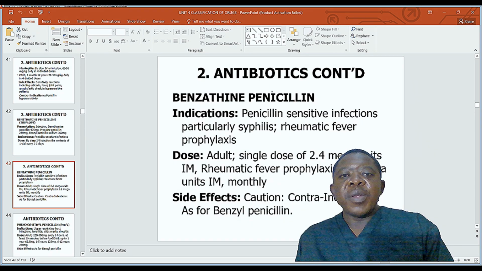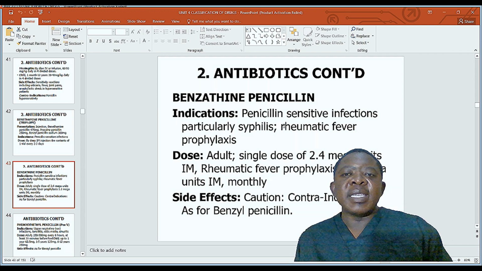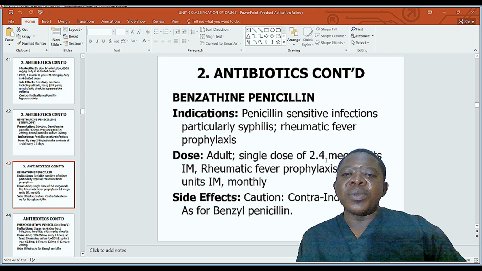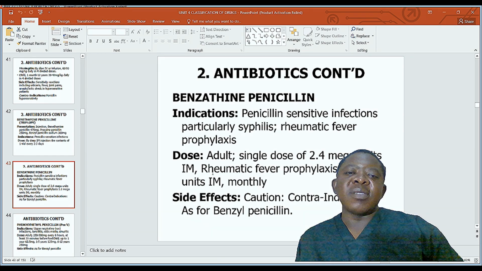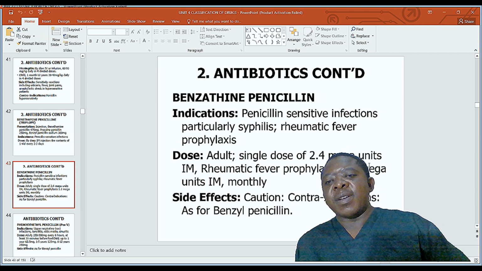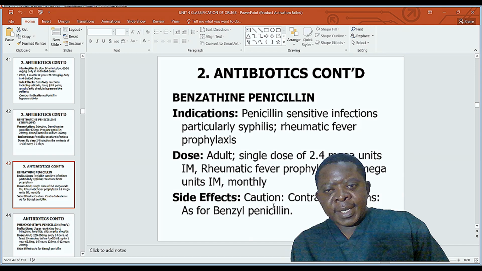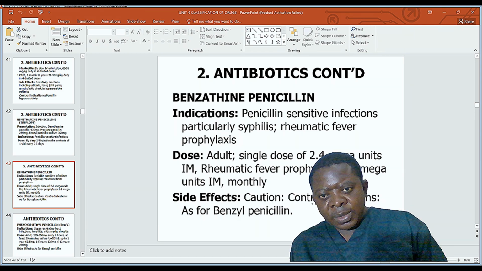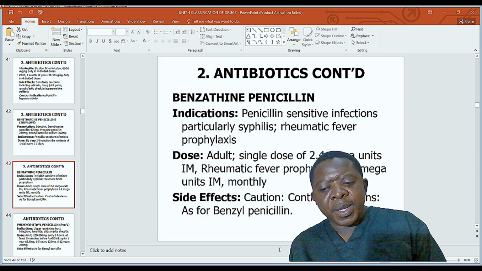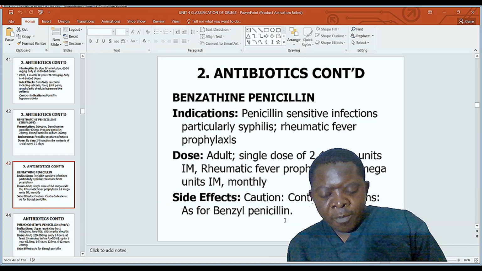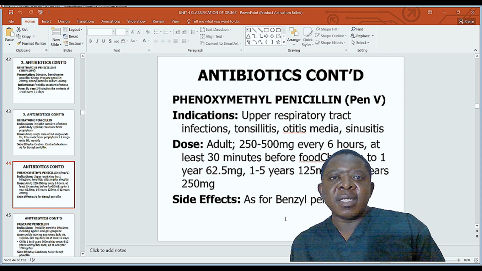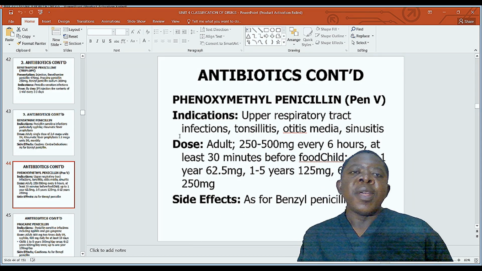Okay, then we have benzathine penicillin. Indication, penicillin sensitive infection, particularly this one is given in syphilis and rheumatic fever as a prophylaxis. The dose, single dose of 2.4 mega units intramuscularly; for rheumatic fever prophylaxis, 1.2 mega units intramuscularly monthly. Side effects, caution and contraindication as for benzylpenicillin or other penicillin for people who are hypersensitive to penicillin.